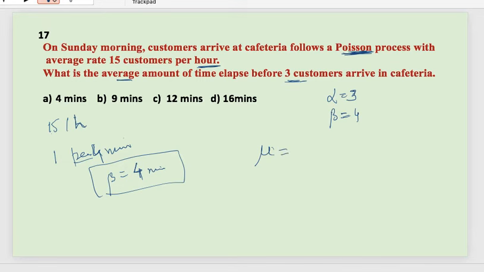The average value is the mean, and it is equal to alpha into beta. So alpha into beta is 12 minutes. So we got option C correct. Sometimes the same question can be asked to find a PDF, so we will apply the same logic by looking at alpha and beta, and we can find a PDF for that.